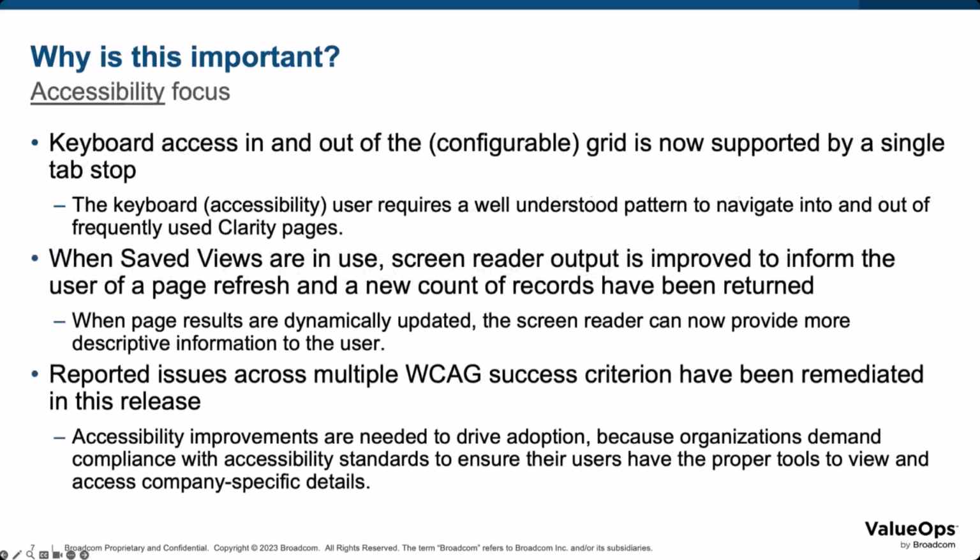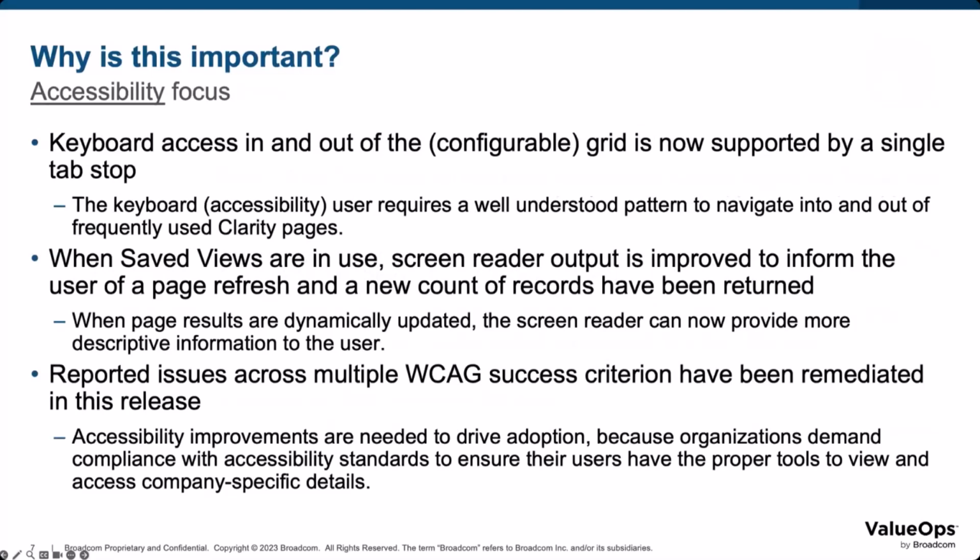So why is this important from the accessibility perspective? First, improving access, especially to the grid, is important because keyboard users require a well-understood pattern to navigate into and out of frequently used pages. And improving screen reader output when saved views are in use is important when page results are dynamically updated. The screen reader can now provide more descriptive information to the user.